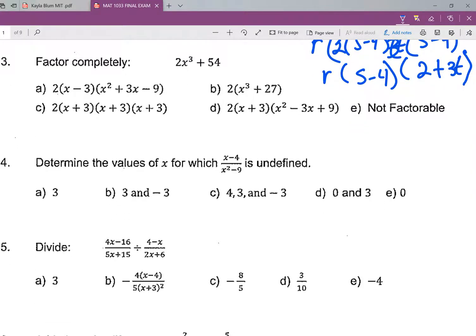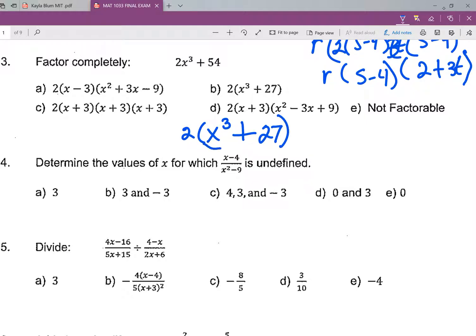For the next term, same process. In this case, this is a trinomial. So if I were to take out what's common, if I take out the 2, then this is going to give me 2 parentheses x cubed, and this becomes plus, remember I'm dividing this by 2, so this will become 27.